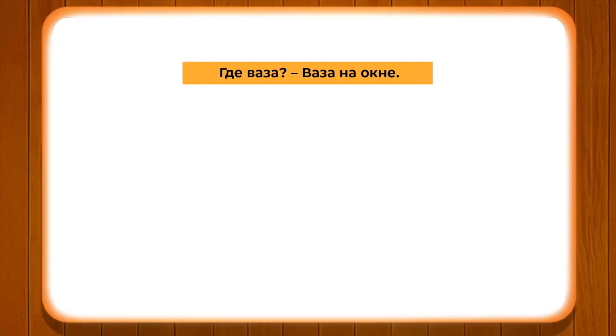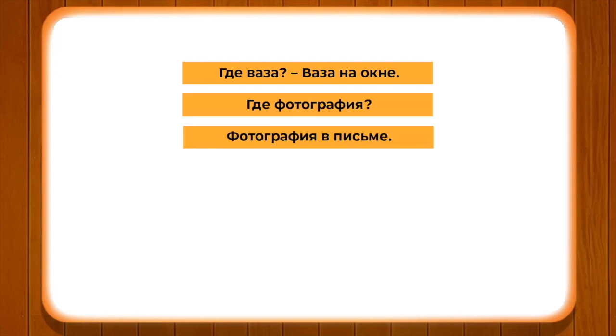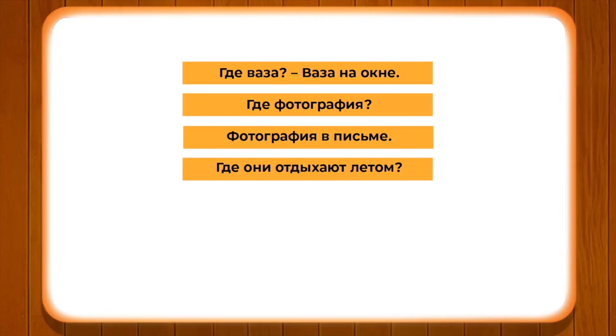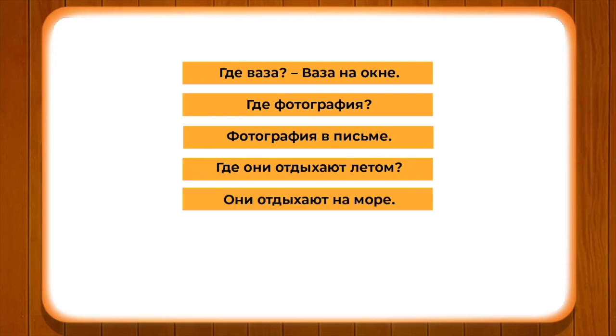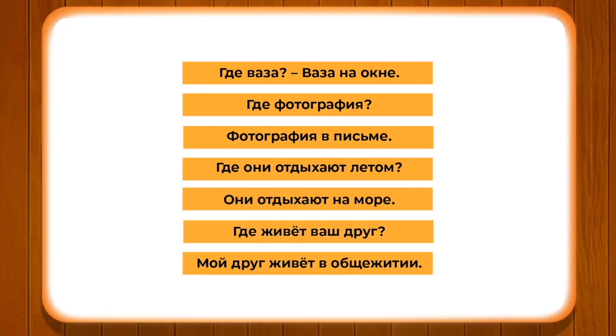So now quickly read the sentences here. Gde fotografiya? Fotografiya v pisme. Gde oni otdykhayut letom? Oni otdykhayut na more. Gde zhivet vash drug? Мой друг живет в общежитии. So here you can see the difference, especially when we have the words of neuter gender.